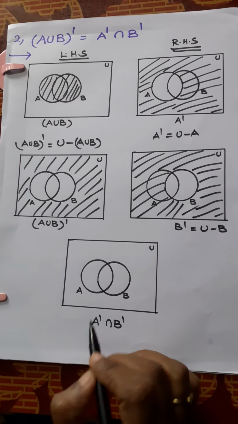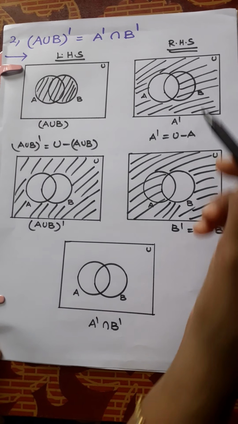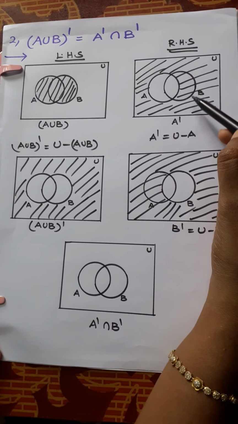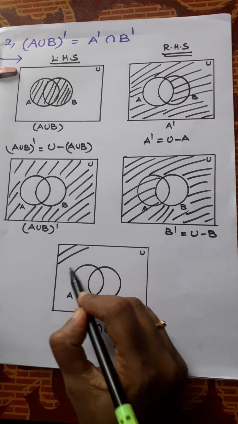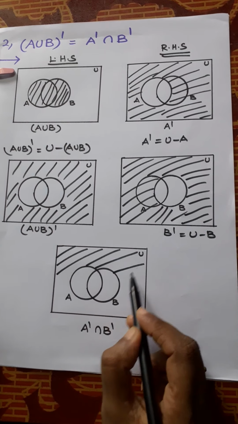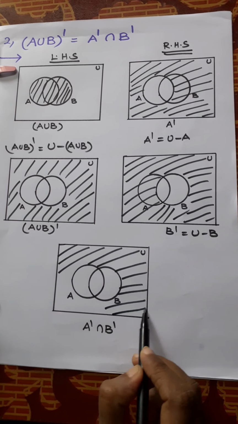What is the next step? A dash intersection B dash. In the RHS value, we have to take the common value between A dash and B dash. So we have to shade the rectangular box only. That is the common part.